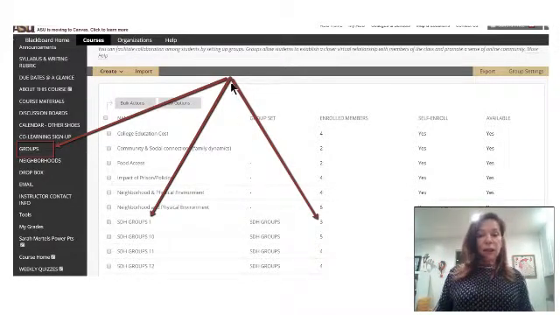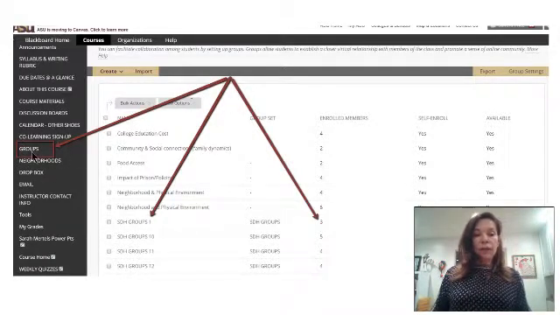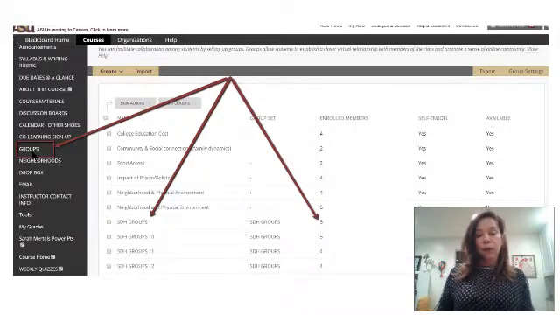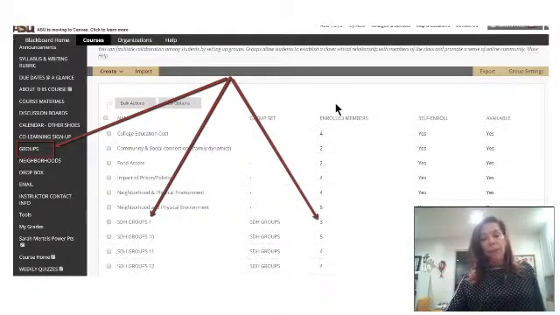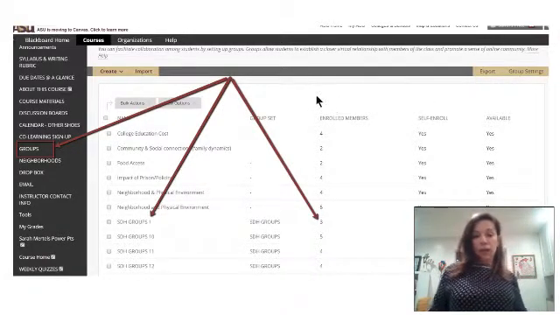I've got some arrows here. If you click this group link in the left-hand column of the Blackboard page, it will take you to this place right here. It might not look exactly the same because, as you can see, I've got some options up here because I'm the instructor, but it should look pretty much like this.